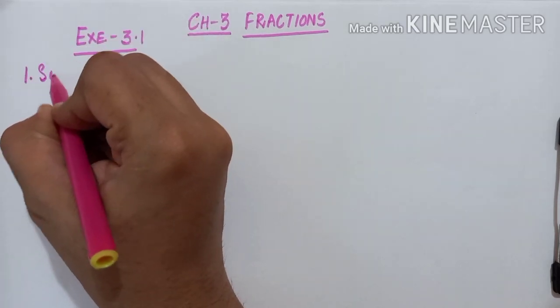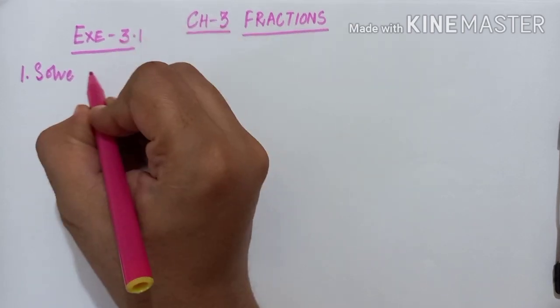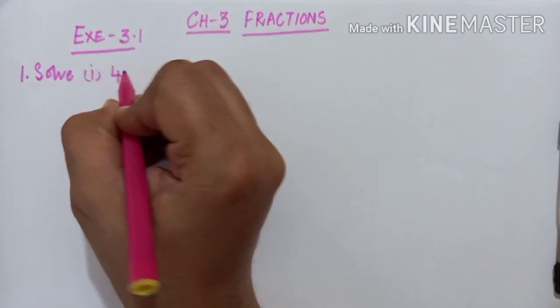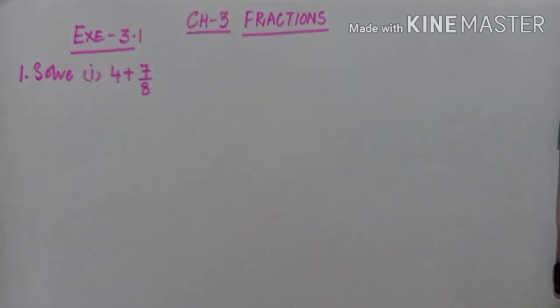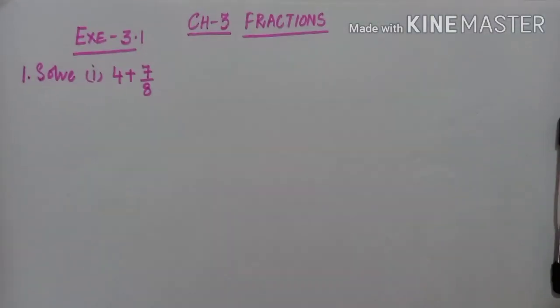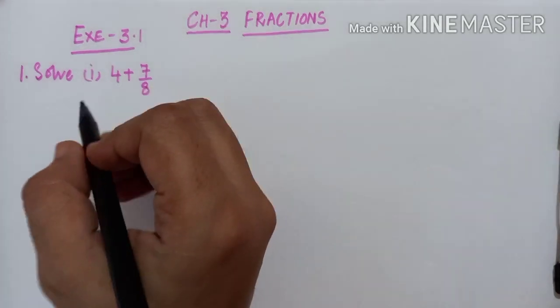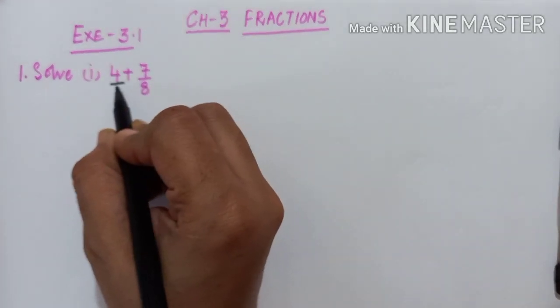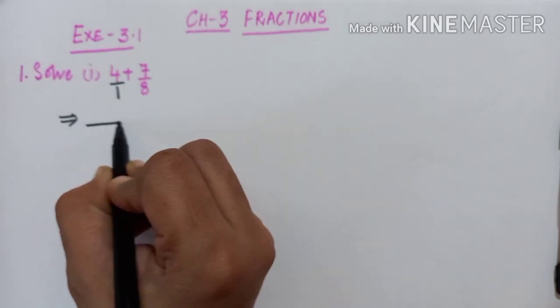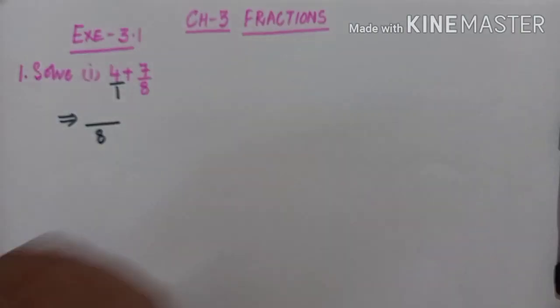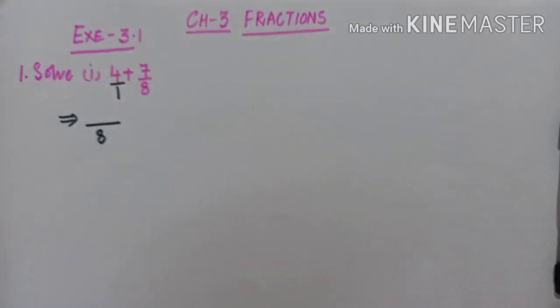Here in the first bit, the first question is 4 plus 7 by 8. You need to solve this. These are fractions, and you know very well how to add and subtract fractions. Here 1 is the denominator of 4, and the LCM of 1 and 8 will give you 8. Both the denominators' LCM you have to take out.